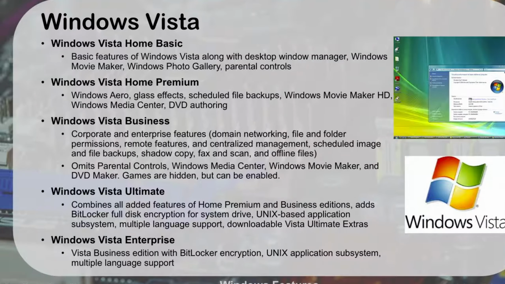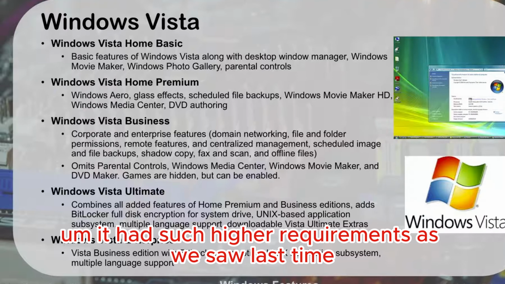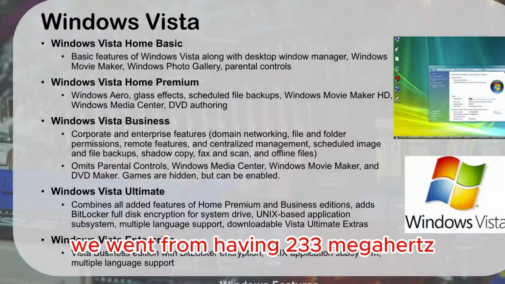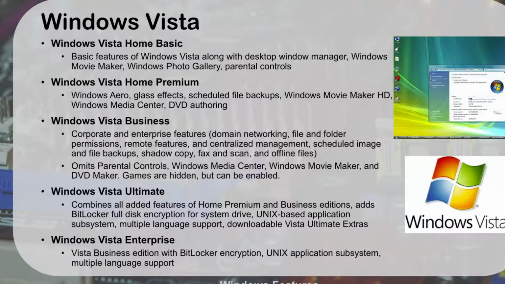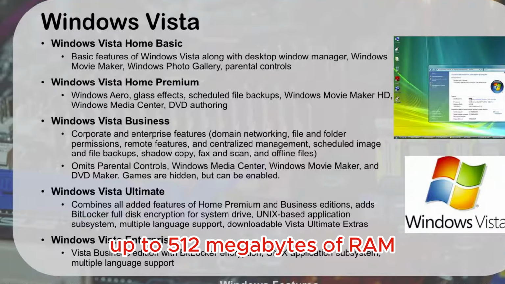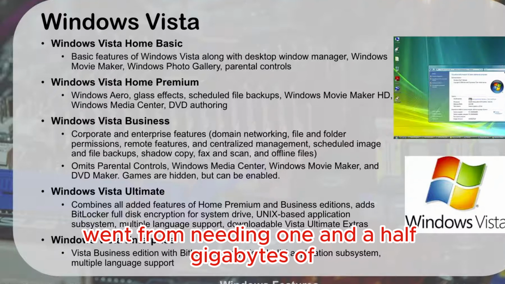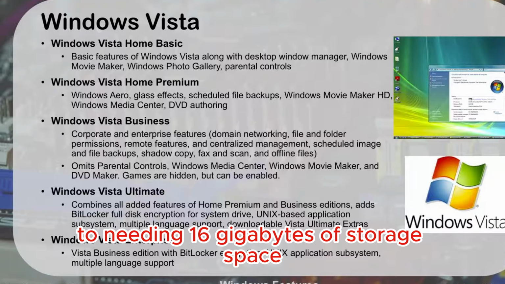Windows Vista. Windows Vista was introduced to replace Windows XP. Unfortunately, it had such higher requirements as we saw last time. We went from having 233 megahertz to needing 800 megahertz of CPU. We went from needing 64 megabytes of RAM to up to 512 megabytes of RAM. We went from needing 1.5 gigabytes of storage drive, hard drive space to needing 16 gigabytes of storage space.